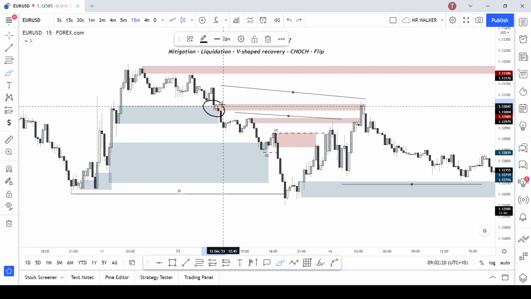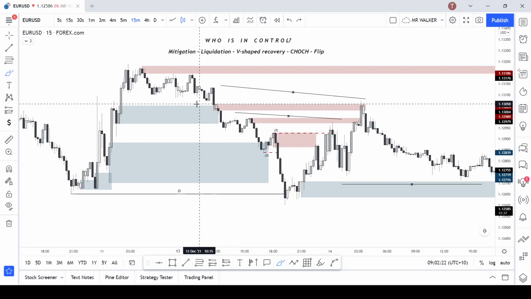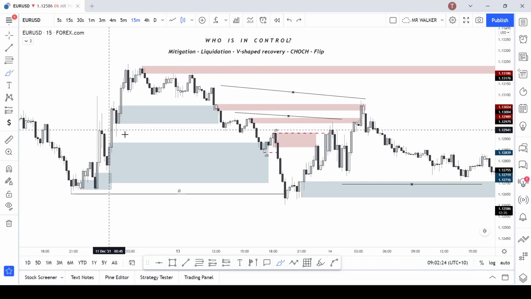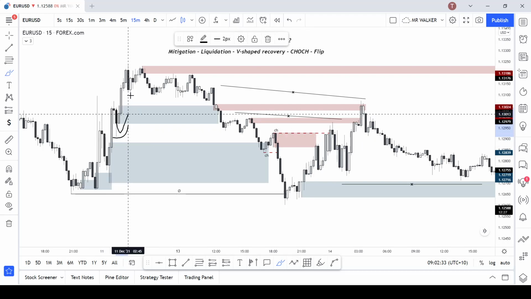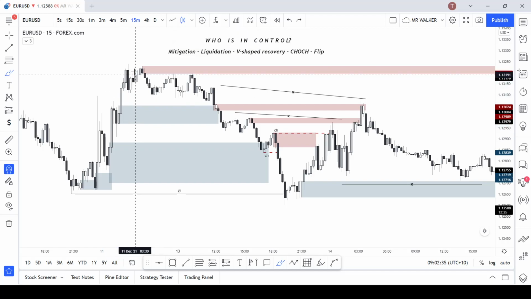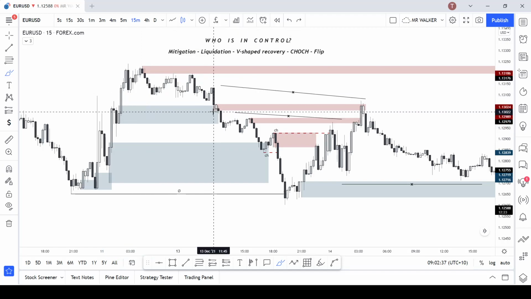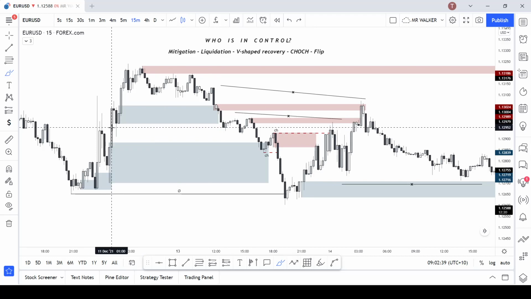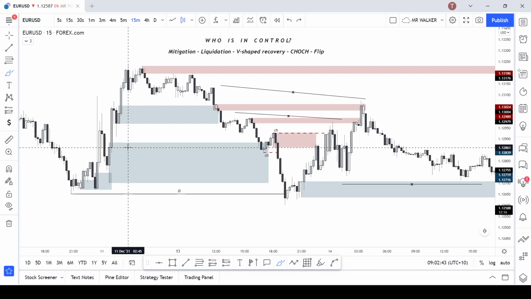Why was there no follow through? Well, did this demand break anything? Sweep the liquidity? Not really. We just retraced back and went up. So that means that it will probably get swept, and it actually did get swept. Okay.